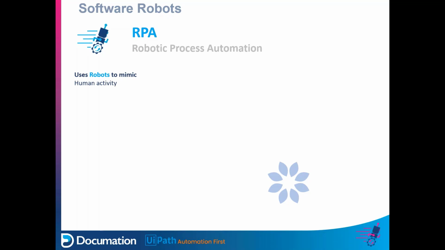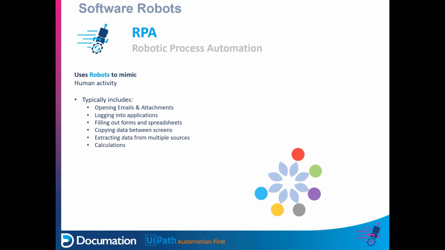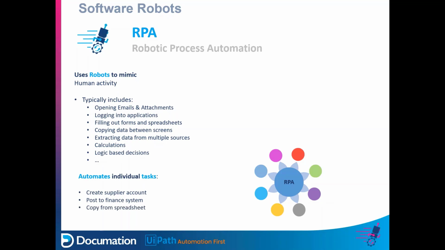So summarizing, RPA, Robotic Process Automation, uses robots to mimic human activity. And in doing that, it can accomplish all of the things that we can accomplish through our screen and keyboard. It's great for automating individual tasks like creating supplier accounts or posting to finance systems, copying data from spreadsheets, and so on. So it's really well suited to places where there are gaps between processes and systems.